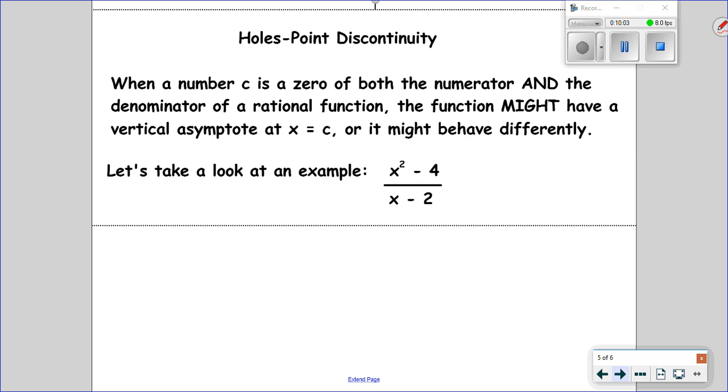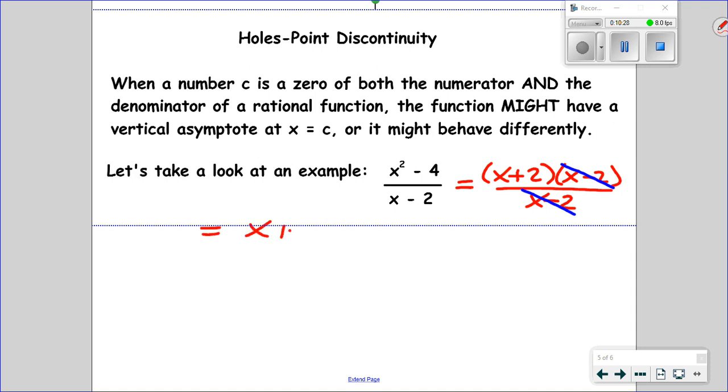Let's look at this example, x squared minus 4 over x minus 2. If I factor this, I can factor the numerator. I cannot factor the denominator. But notice that x minus 2 is a factor of the numerator and the denominator. So x minus 2 over x minus 2 simplifies to 1. So for instance, this function really simplifies to x plus 2, which is a linear function. But it's going to be the graph of a line with a hole in it at x equals positive 2.